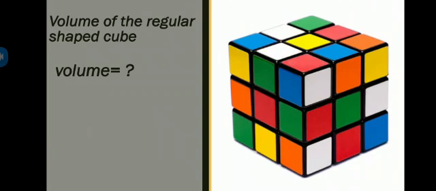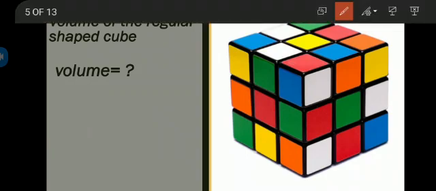So now this is a regular shaped cube. And how do you find the volume of the regular shaped cube? Here you can see the lengthwise number of cubes is 3. Lengthwise number of cubes are 3 cubes. And breadthwise also 3 cubes are present. And heightwise also 3 cubes are present.